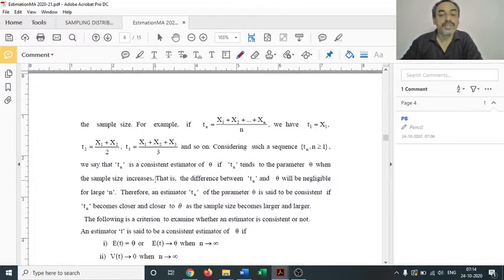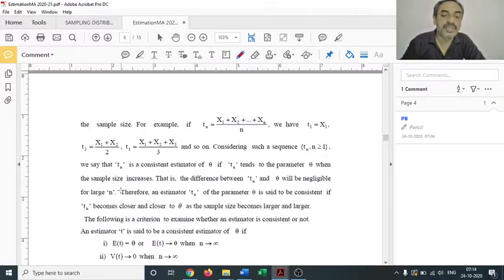Now, Tn is said to be a consistent estimator of theta if Tn tends to the parameter theta when sample size increases. The meaning is that for every sample size, we can calculate an estimate of this parameter theta. When n becomes larger and larger, this Tn becomes closer and closer to the parameter theta, or the difference between Tn and theta becomes smaller. Tn moves in the direction of the parameter, then we say Tn is a consistent estimator of theta.